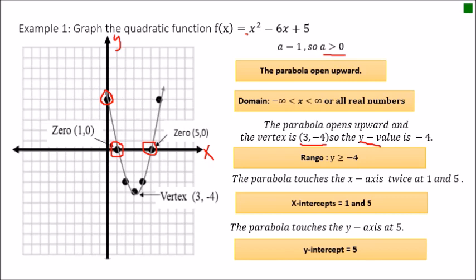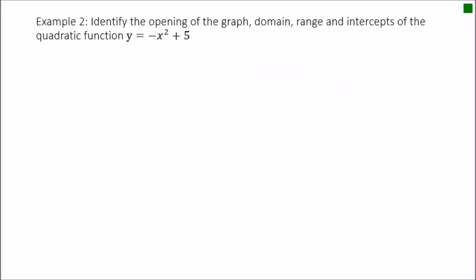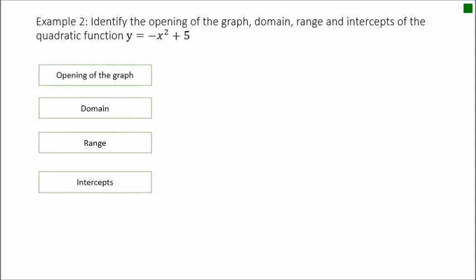Okay? Now, what if we don't graph it? If the instruction is just to get the opening of the graph, the domain, the range, and the intercepts of the quadratic function, then there's no need to graph it. We can still find the domain, range, intercepts, and opening of the graph without graphing. Okay? So, how? For the opening of the graph, you just look at the squared term. If negative, downward. If positive, upward. So, since our coefficient here is negative 1, our quadratic term is negative, therefore, the opening of our graph is downward.